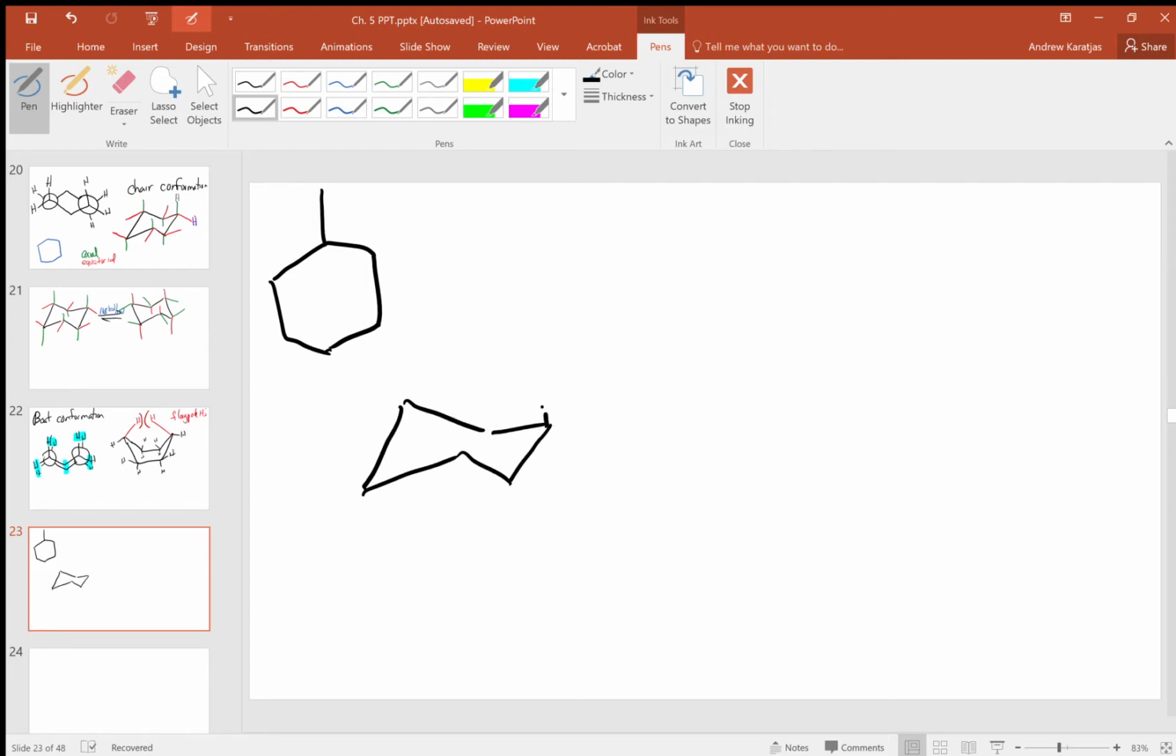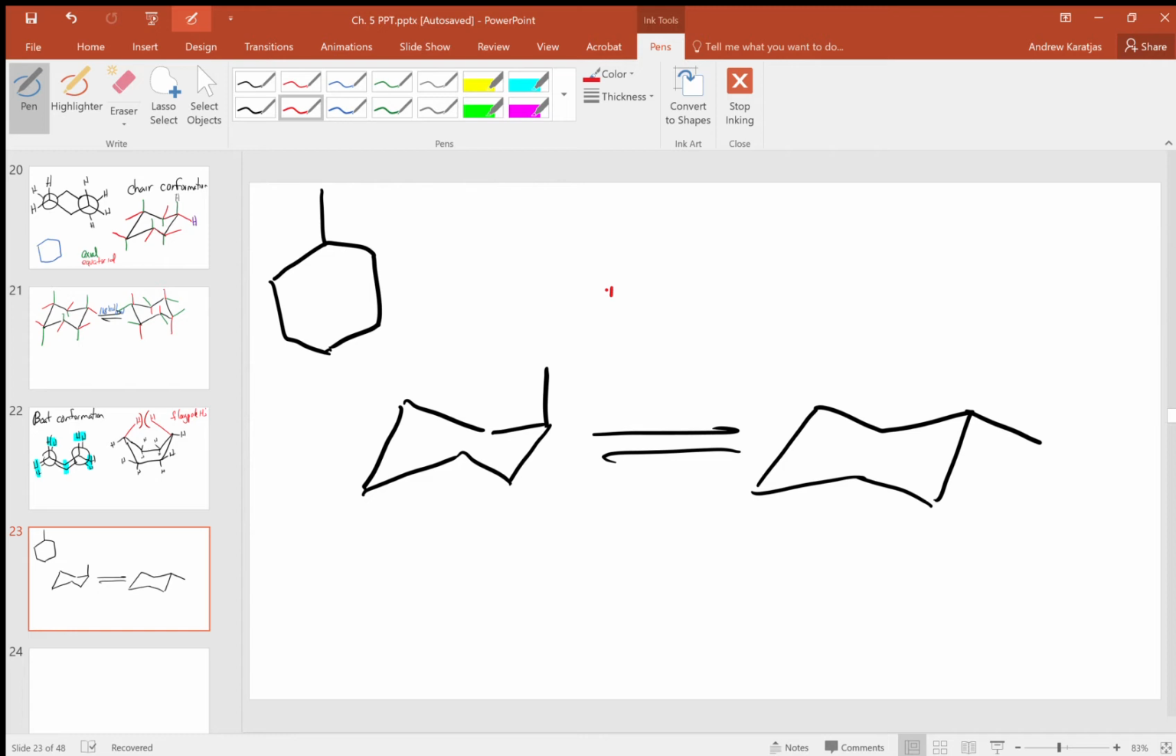So a group like this methyl group could be axial, or it could be equatorial. Now, right now, we're not going to worry about whether it's pointing up or down. That's something we'll concern ourselves with in a little while. But it turns out for something such as a methyl group, there's a 1.75 kcal per mole energy difference.